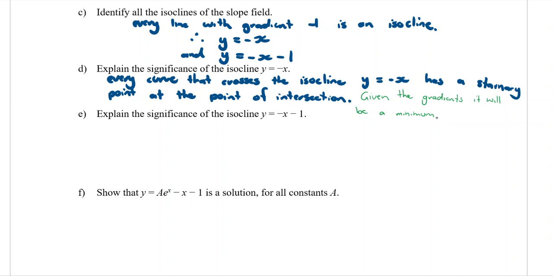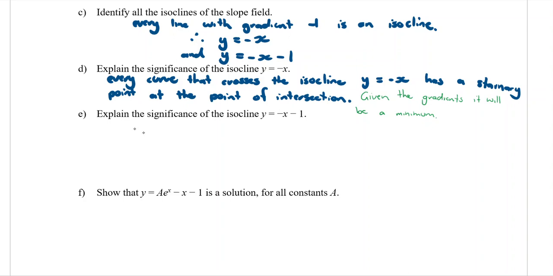Okay, so we knew because there was the zero, that we knew that they were the stationary points. But the part that I've written in green in there is that we also could tell that these would be minimum stationary points because we had negative gradients on the left and positive gradients on the right. So that means coming down, 0, positive, right? Okay, what about the significance of our other isocline, the y equals negative x minus 1?